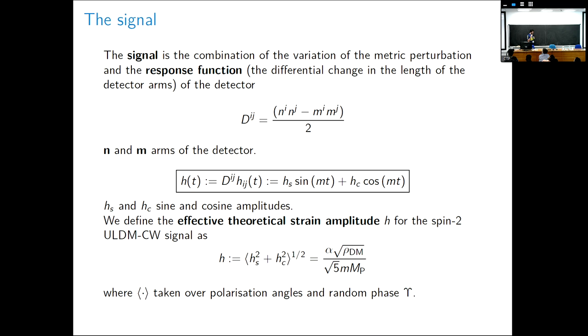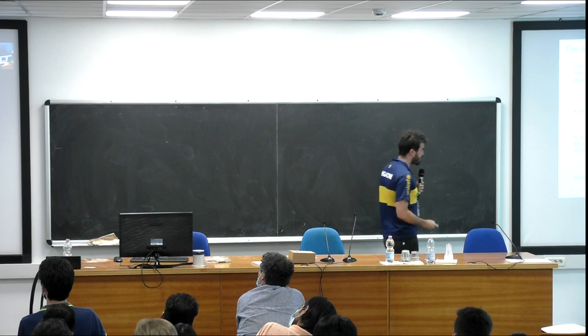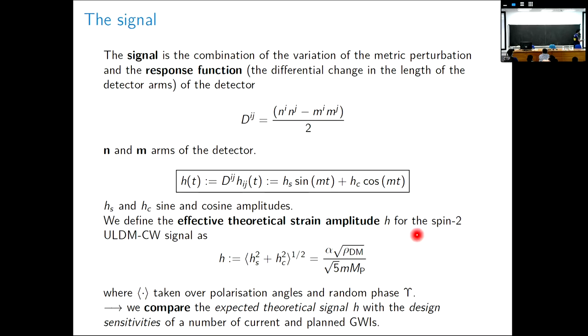So now, what does the detector of gravitational waves see? Well, the detector sees the response function, which is defined this way, contracted with the oscillating metric perturbation. So what the detector sees, what is called the signal, is the contraction of the response function with the metric perturbation. Okay, so in terms of this, we define the effective theoretical strain amplitude, which is defined as the average over polarization angles and random phases, which came from the tensor field. And what we do now is compare this theoretical signal that we expect with the design sensitivity of different gravitational wave experiments.